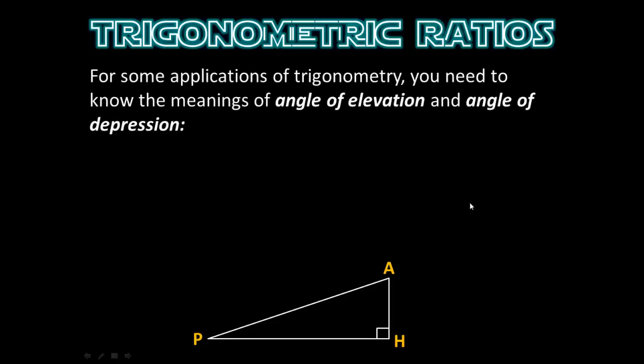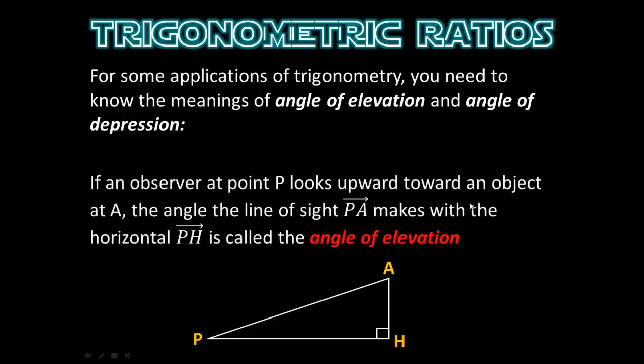So for some applications of trigonometry, you need to know the meanings of angle of elevation and angle of depression. So let's say we have an observer at point P, and he looks up toward an object, let's say a flag, at A. The angle the line of sight PA makes with the horizontal, and it's always going to be a straight horizontal, is called the angle of elevation.